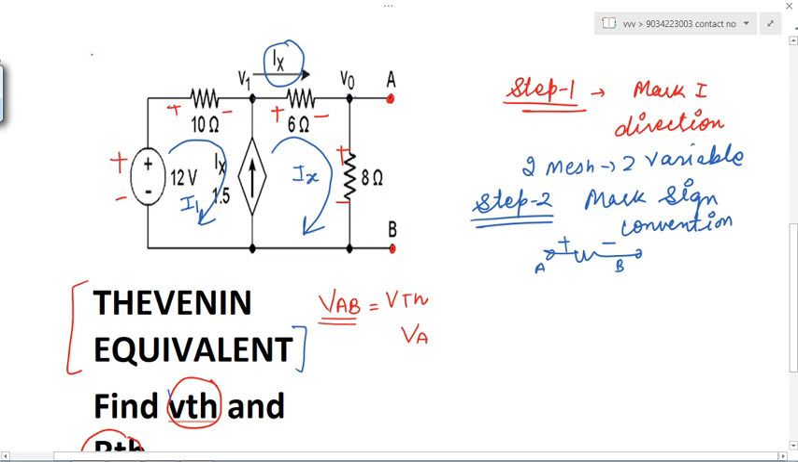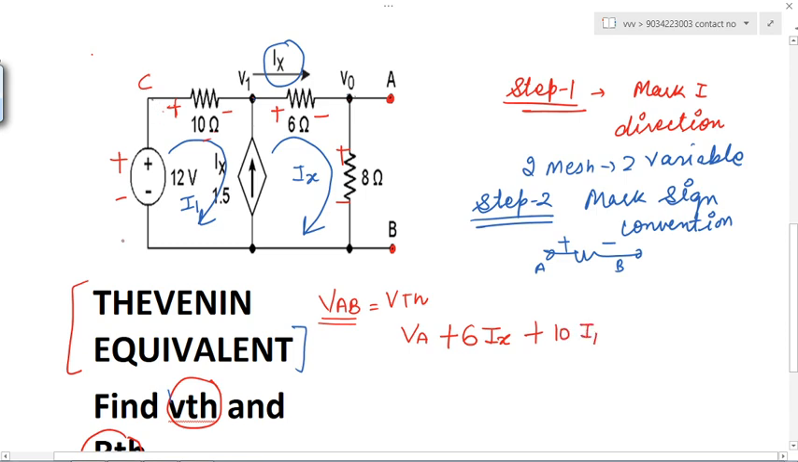Okay, now you need to take the second sign, whatever second sign which is coming in your path, you have to take that. If you are moving from A, then what is the second sign which is coming in your path? That is positive. So plus, resistance is how much? 6, and current is how much? Ix, right? You are moving from V1 to suppose this C. What is the second sign which is coming in your path? That is plus, resistance is how much? 10, current is how much?